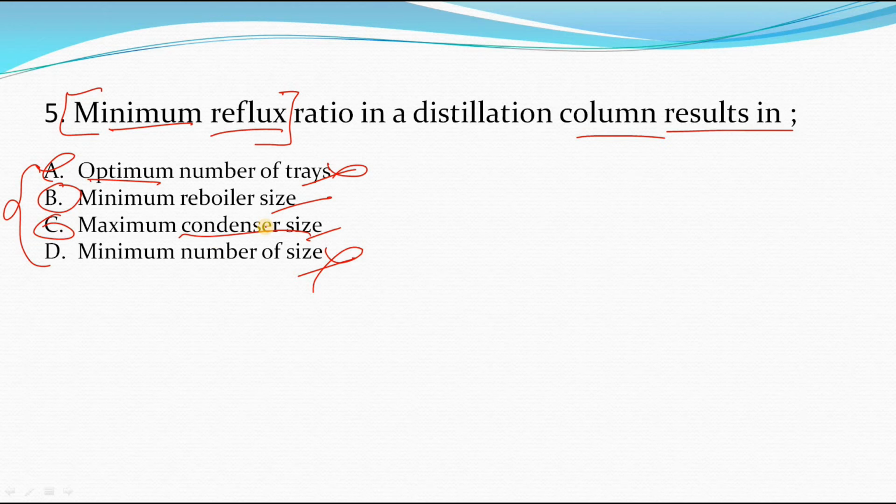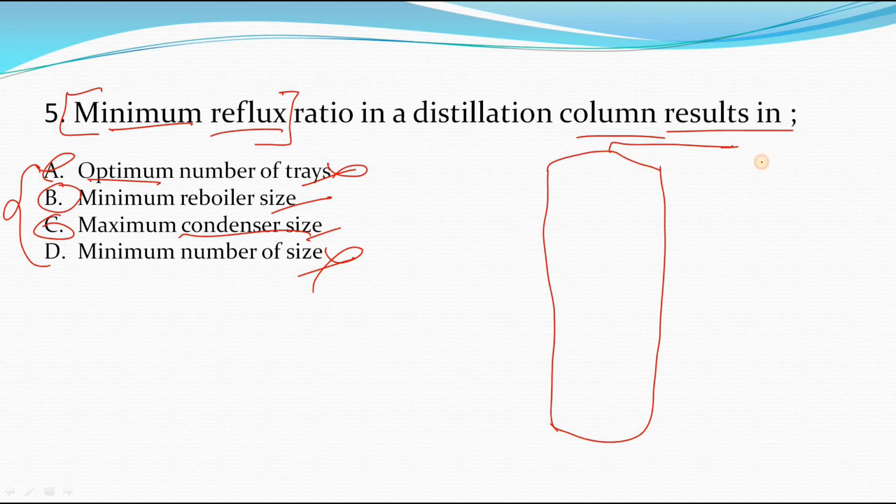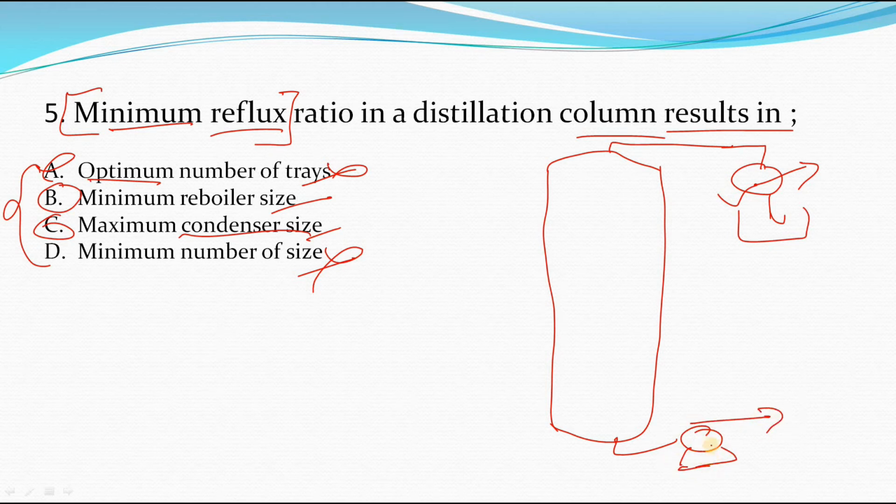Okay, guys, if you have an infinite number of trays, suppose this is my distillation column, okay, and here is the condenser. Just suppose that is my condenser and this one is the reboiler, right? This is not a pump. I have just written here that this is a reboiler and this is my condenser. Now just tell me, if the number of ideal stages is infinite, then what is going to happen?